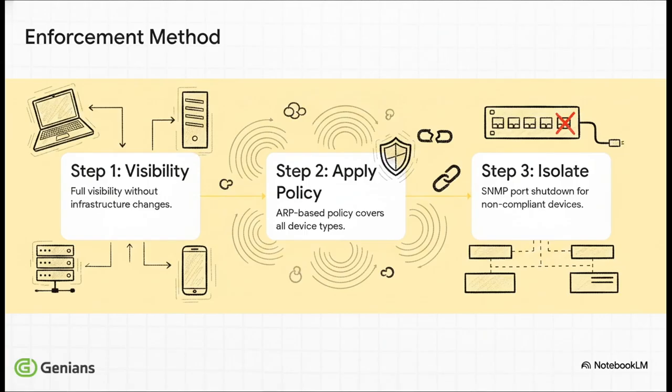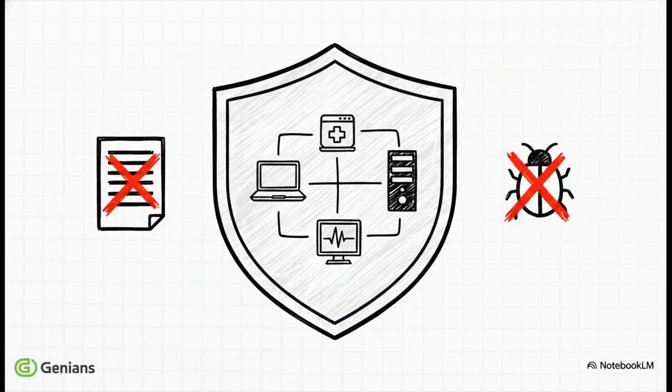The very first step is to identify every device on the network without having to install an agent. Then, an ARP-based policy is applied, which works across all these different device types. If a device that's out of compliance needs to be isolated, SNMP is used to shut down its specific switch port. And the result? You get full network coverage for every single device. This is all done without installing agents, without restarting critical equipment, and without having to manage long, complicated MAC authentication bypass, or MAB, exception lists for every medical device.